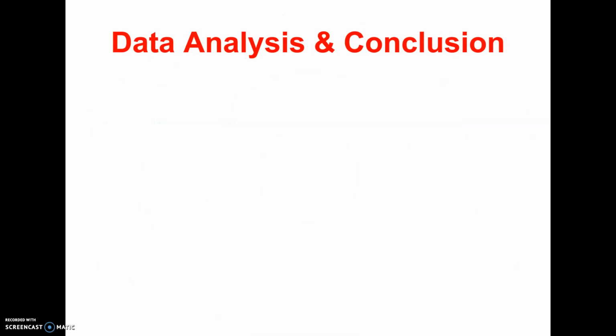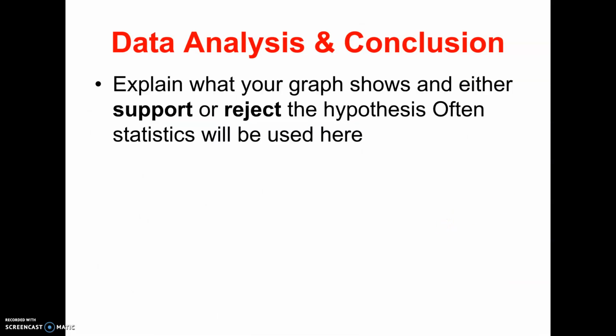All right, last thing, data analysis and conclusion. Typically you'll write a little statement about your graph. What does your graph show? For the sample one we did, you might say something like, according to this graph, oxygen production is highest between the hours of 2 p.m. and 6 p.m., or whatever those hours were. Or you might say there appears to be a correlation between the times of day when there's the most sunlight and the amount of oxygen produced, something that describes your graph.